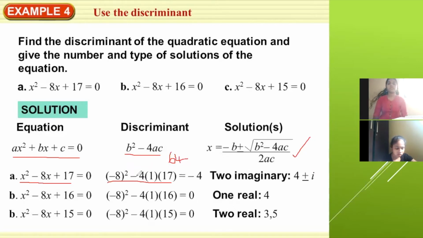So minus 68, you will get the answer minus 4. That is two imaginary roots. Okay, now don't do that. They wrote the answer like this, but don't think so.